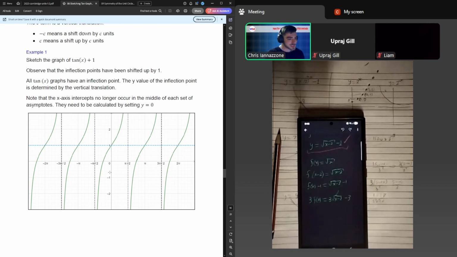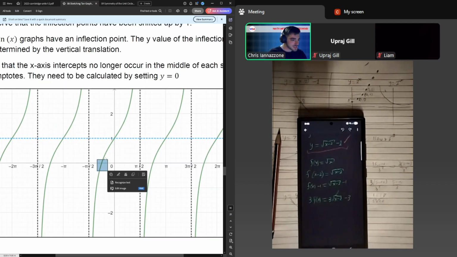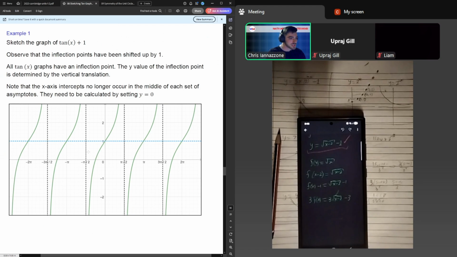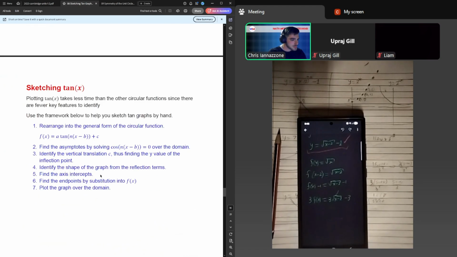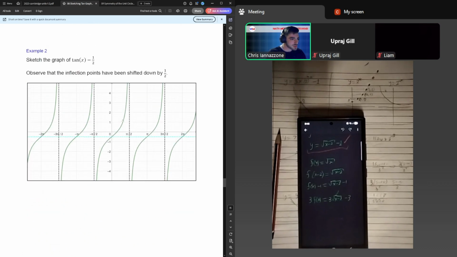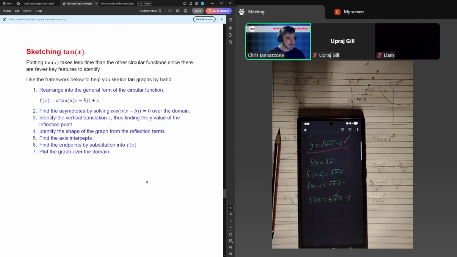What that means for us is that despite having our nice grid of values, these intercepts aren't in the middle of our asymptote anymore. We can't rely on our midpoint equation anymore. We now have to solve for where those are. And that was just an example of what it looks like when it goes down. So you have a minus a half, which means the inflection point is now at minus a half.